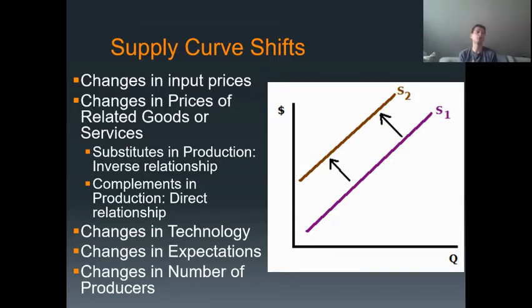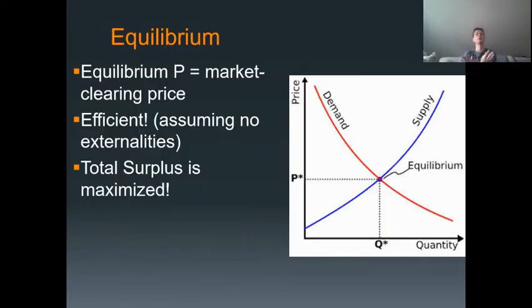This one shows up most frequently when we're talking about perfect competition and monopolistic competition in market structures. If there's an increase in number of producers, supply increases. If there's a decrease in number of producers, supply decreases. Once you put those two curves together, you get something called equilibrium. Equilibrium is your market clearing price. It's the happy place for the market. It's where the market wants to be.